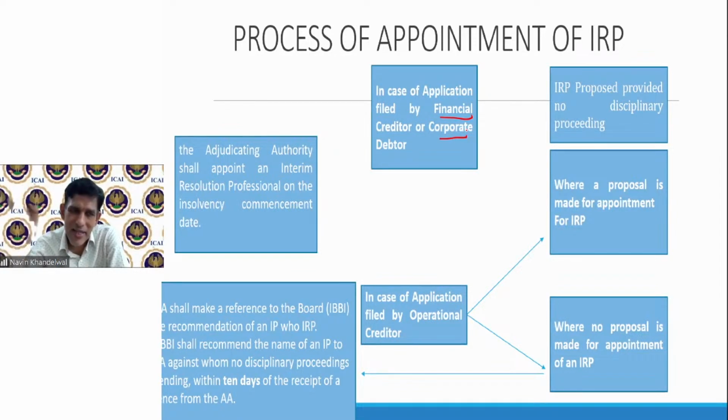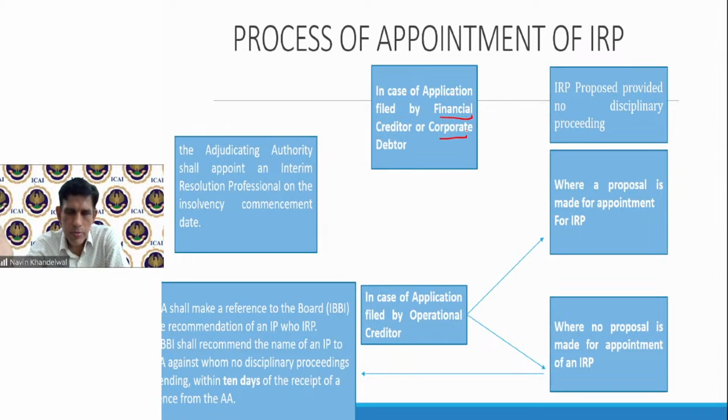But under section 9, it is a choice given to the operational creditor that they may propose, they may not propose. So if they have proposed, the person will be appointed. But if they have not proposed, then the law says that the AA shall make a reference to the board for giving a recommendation of an IP who is IRP, and the board will recommend the name. But practically what is happening? A panel is proposed by IBBI, which is given to the respective adjudicating authority within the jurisdiction.